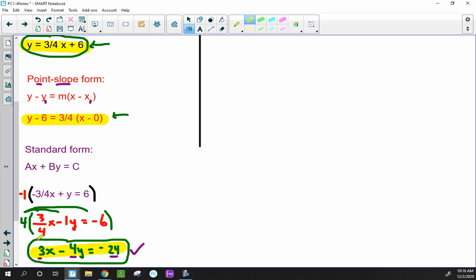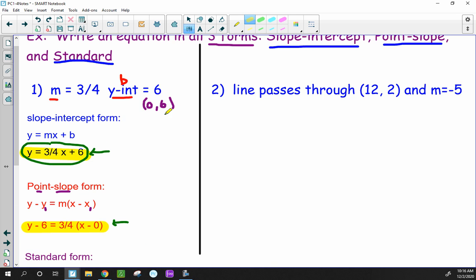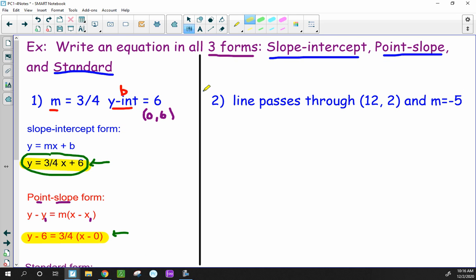If I were to take this standard form and treat it like I was graphing, solve for y, transpose my 3x and divide by -4, I would end up getting the exact same thing as this. So keep that in mind. It's just 3 different ways to write the same answer.